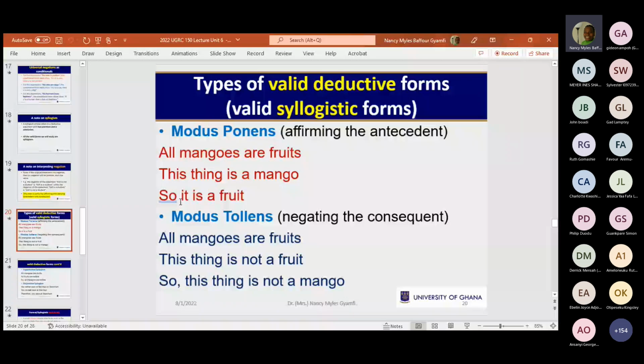So for modus ponens, right after the universal, we go to the particular statement and we affirm the antecedent, mango, and conclude with the consequent. For modus tollens, right after the raw material, the starting point, we pick the consequent first, but we negate it. And we conclude with a negation of the antecedent also, and it's also valid.